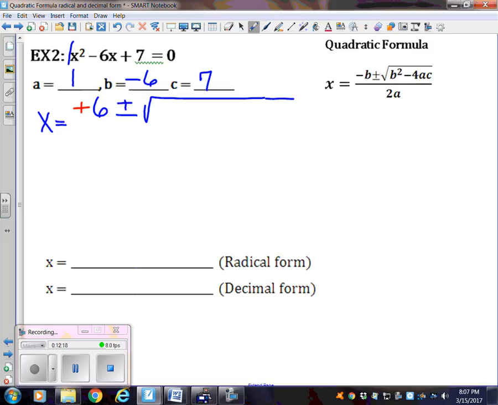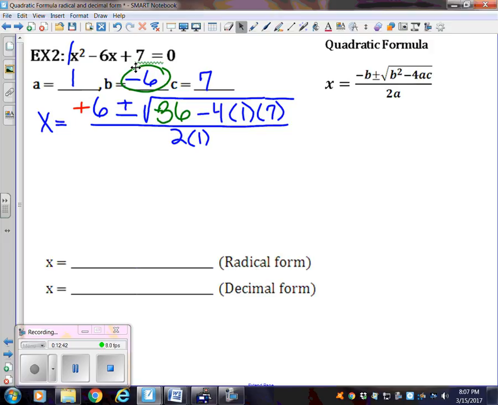This time it's going to be b squared. B squared is negative 6. What's negative 6 times negative 6? Positive 36. I hope you figured out if you square any number, even if it's a negative, it becomes positive. Minus 4 times an a number of 1 times a c number of 7. All over 2a, just 2 times 1. This time we're going to use our calculator to find the best answer.